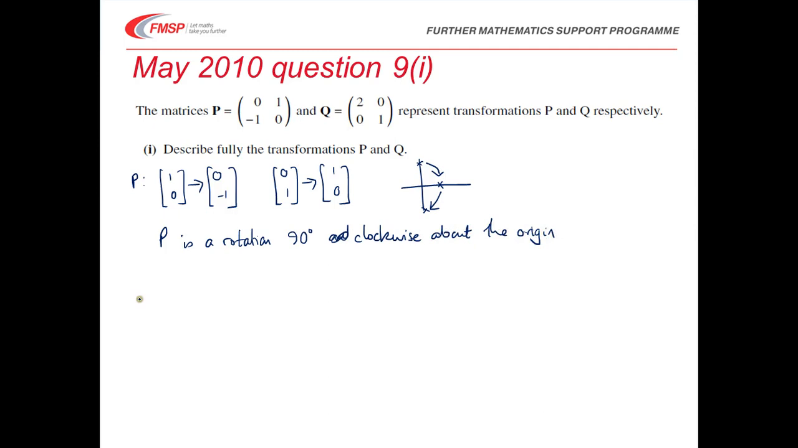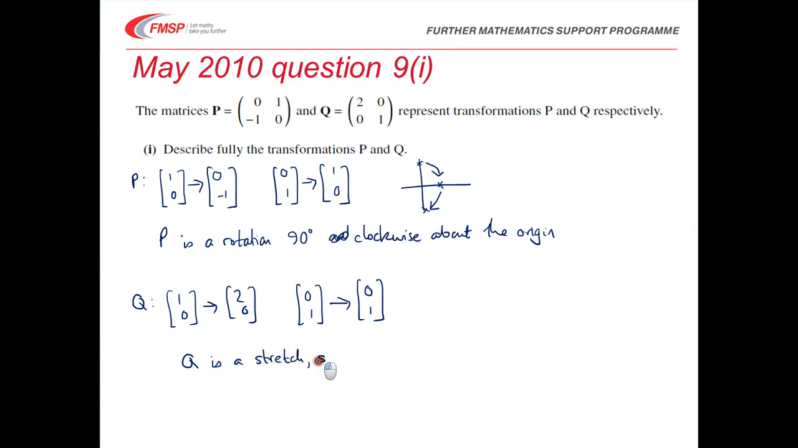Now let's look at the matrix Q. It maps 1, 0 onto the first column, 2, 0, and it maps 0, 1 onto the second column, 0, 1. So Q is just stretching in the x direction. Q is a stretch, scale factor 2, parallel to the x-axis.